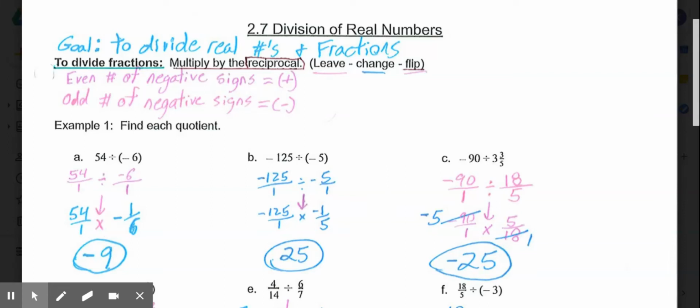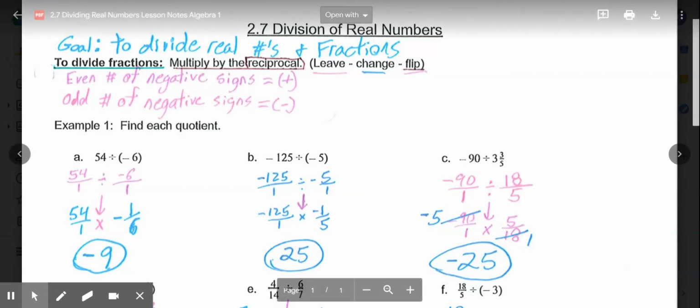Welcome to lesson 2.7, division of real numbers. So the goal for today's lesson is obviously to divide real numbers and fractions. Now remember, real numbers can be positives, negatives, zero, fractions, or decimals.